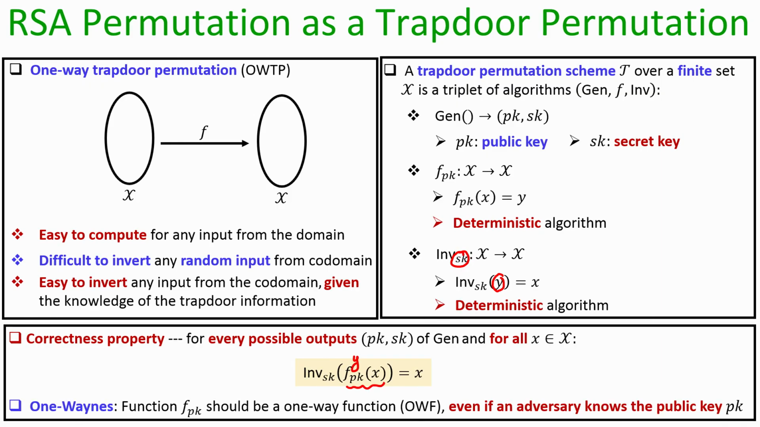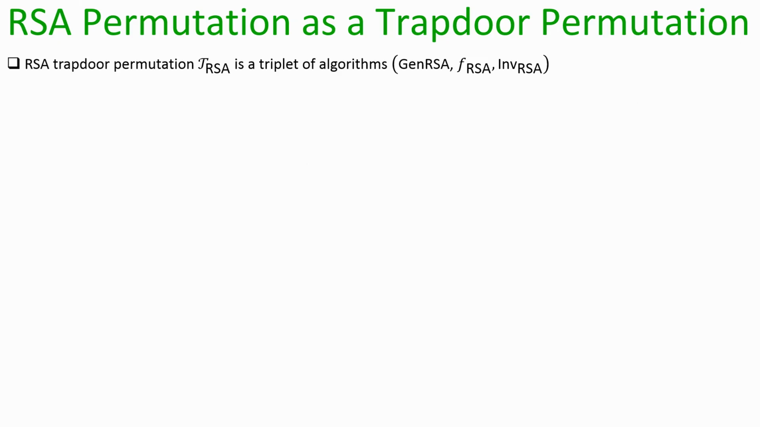And the second requirement is the one-wayness requirement, which basically states that your function f should behave like a one-way function, even if an adversary knows the value of the public parameter pk. So, now let us see how we can visualize the RSA permutation from the set Zn star to Zn star as an instantiation of the trapdoor permutation.